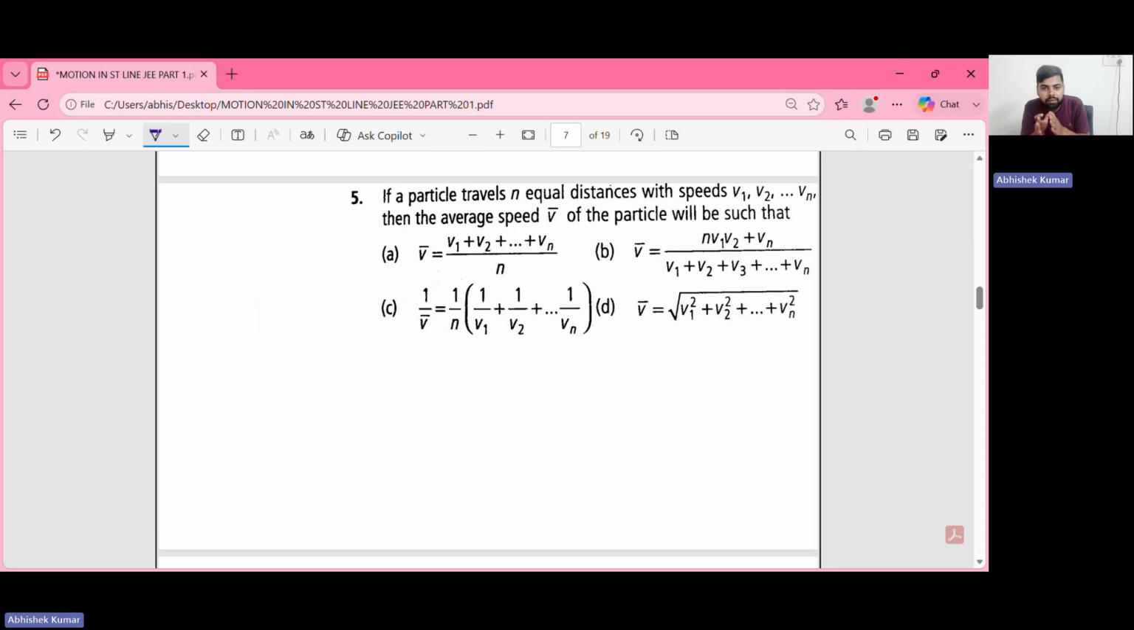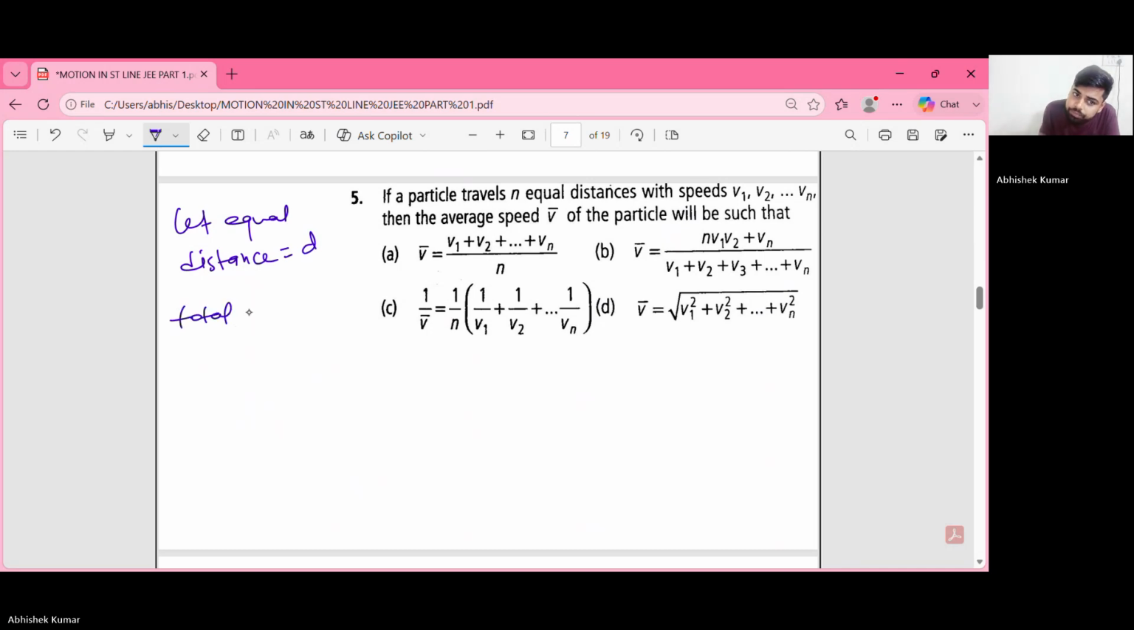If a particle travels n equal distances, matlab some particles are there, it travels an equal distance. So let the equal distance be d. Let the equal distance, how much will you take? d. So how much does it travel? An equal distance each time. Total distance, how much came? Matlab each distance is d, so the total distance is nd. He travels n distances.